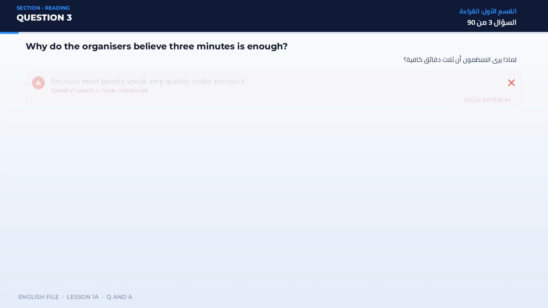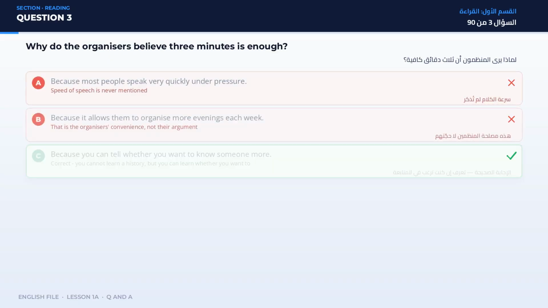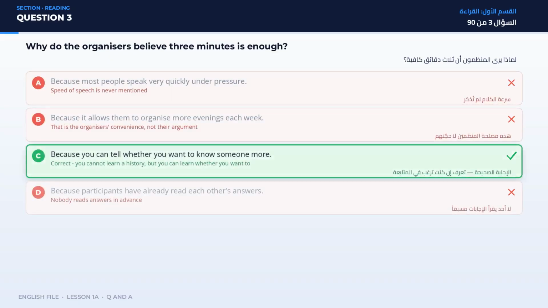The answer is C, because you can tell whether you want to know someone more. You cannot learn a history, but you can learn whether you want to. Not A, speed of speech is never mentioned. B, that is the organizer's convenience, not their argument. D, nobody reads answers in advance. Question 4.